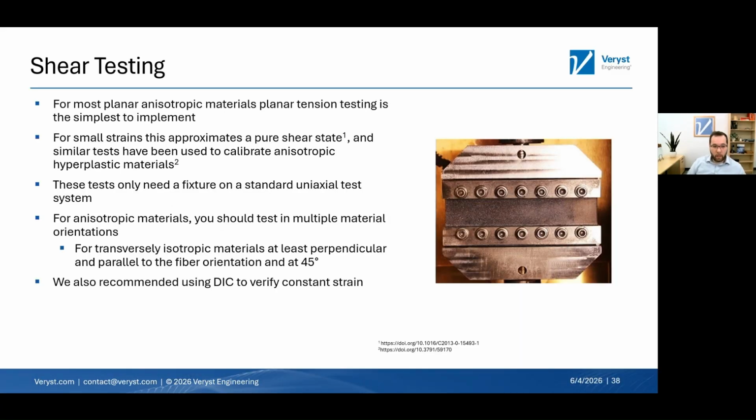For shear testing, what we do is something called a planar shear test, as this is very simple to implement. For small strains, this approximates a pure shear state, and similar tests have been used to calibrate anisotropic hyperelastic materials previously. These tests only need a fixture on a standard uniaxial test system. And for anisotropic materials, you should really test in multiple orientations, as you would in a uniaxial tensile test. So for transversely isotropic materials, at least perpendicular and parallel to the fiber direction and at 45 degrees. We also recommend using DIC to verify constant strain.